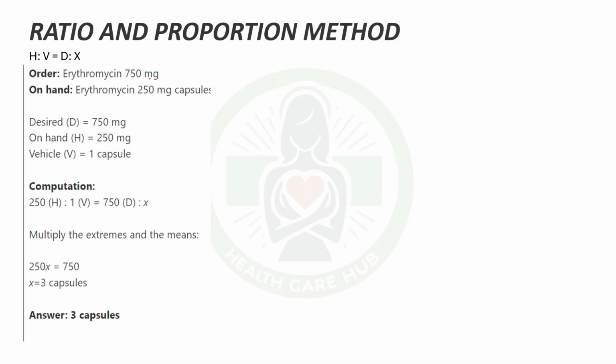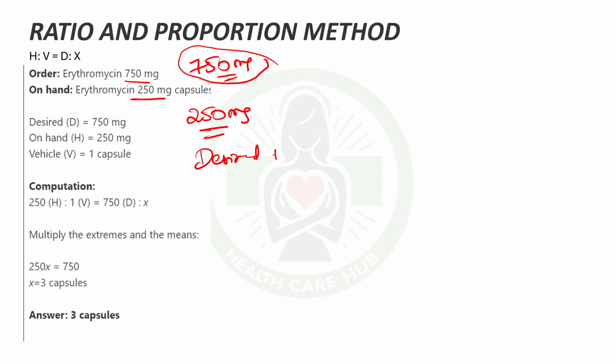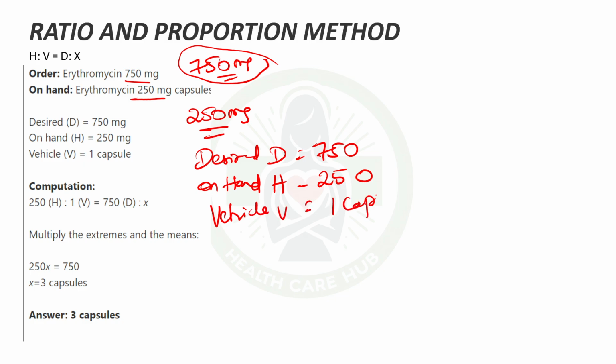So here the doctor has ordered how much? 750 mg, erythromycin 750 mg to be given to the patient. But how much erythromycin is available with you in the ward? It is around 250 mg, right? So what is the formula? The desired dose, D, is equal to 750. On hand, which is available, H, is 250 and it is available in capsule form. So the vehicle V is equal to 1 capsule.